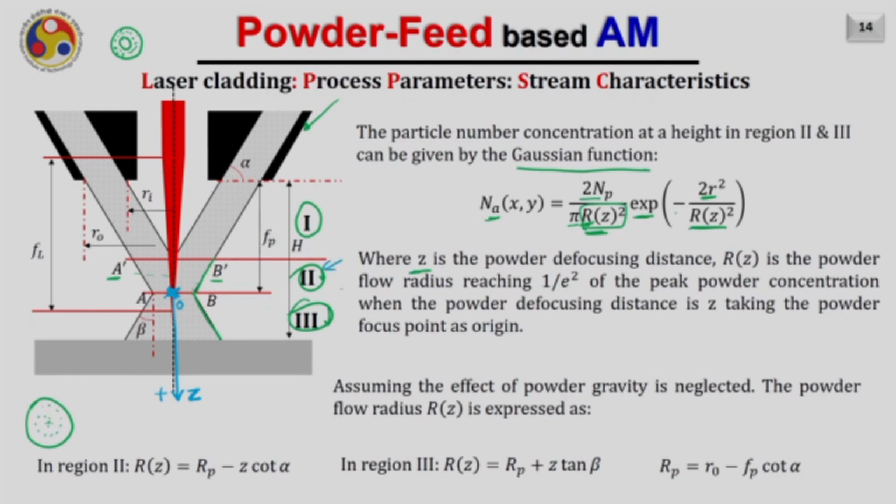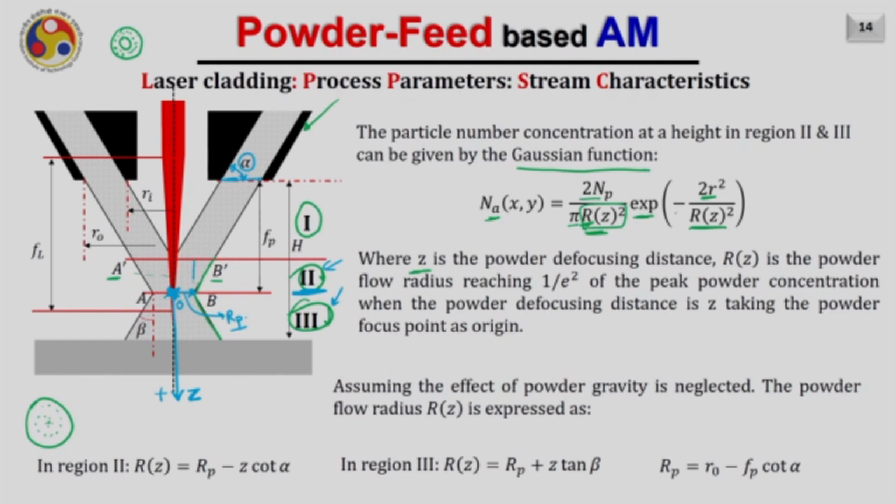Now, assuming the effect of powder gravity is neglected, the powder flow radius Rz in any of these zones, zone 2 and zone 3, can be easily calculated. Let us first consider zone 2. If my powder particle stream at the top is coming with an angle alpha from the horizontal, as you are seeing here, this angle is alpha. Also, it is known to me that the radius of the powder stream at the focal point is given by Rp. So, this distance OB is known to me. Now, I can easily find out the radius anywhere in zone 2.